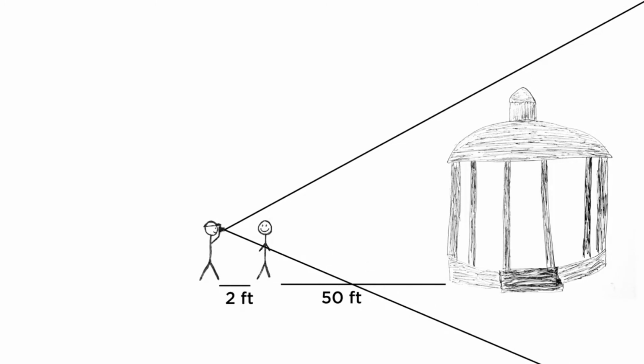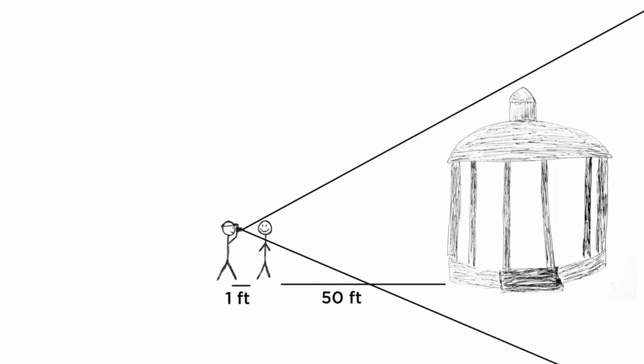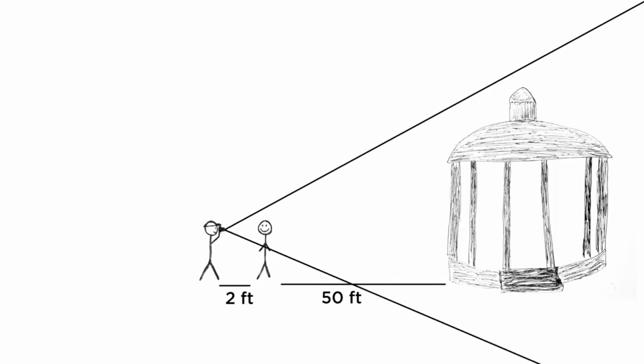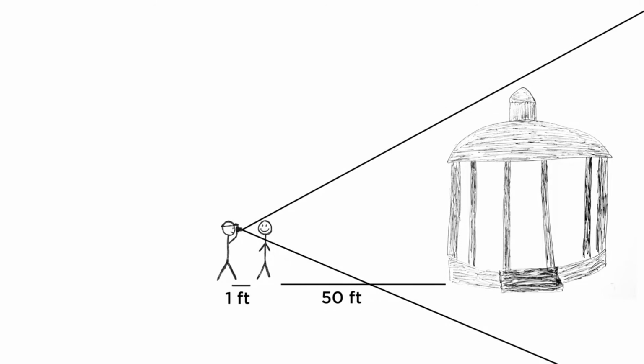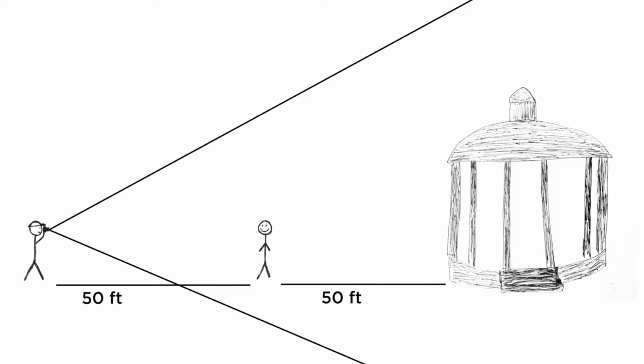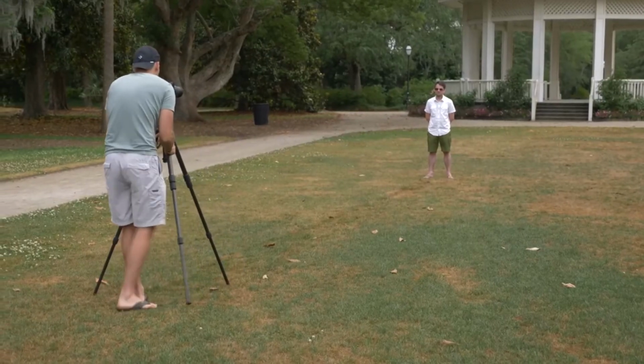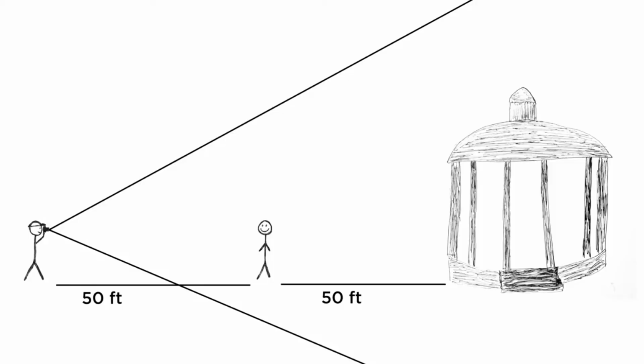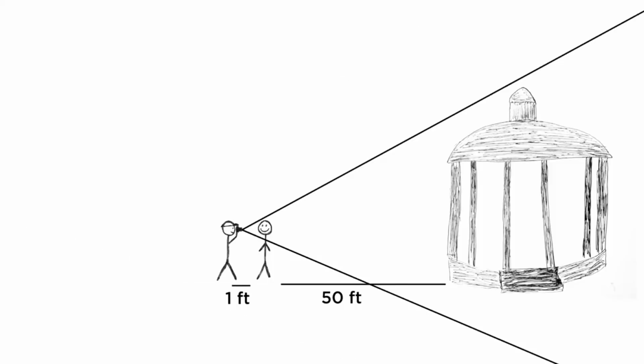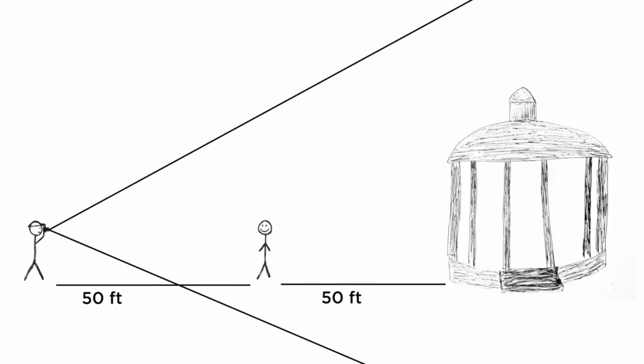But the gazebo is remaining approximately the same size, because for me to half the size of the gazebo, I would have to move 50 feet back. Now, as I keep moving back, once I actually hit 50 feet away from where I started, the gazebo is now half the size, but Patrick is 50 times smaller.